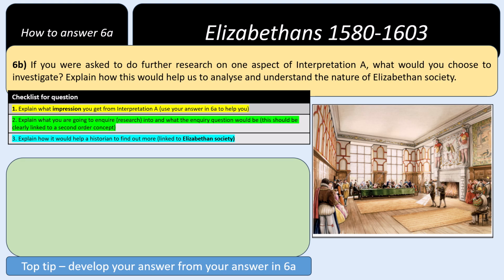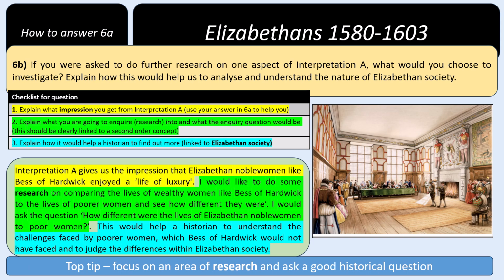And that must be a good historical question linked to a second order concept like cause, consequence, change, continuity, similarity and difference. And then crucially, how would it help a historian to find out more, and in this case, as it says in the question, about the nature of Elizabethan society? So it must link into Elizabethan society. So here's an example answer.